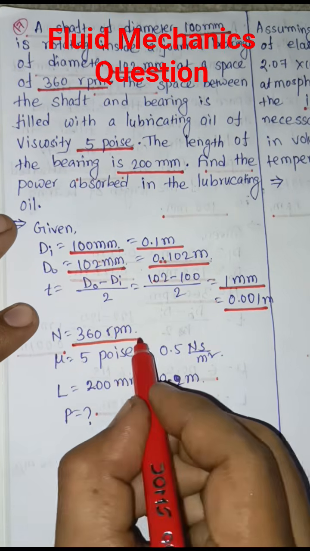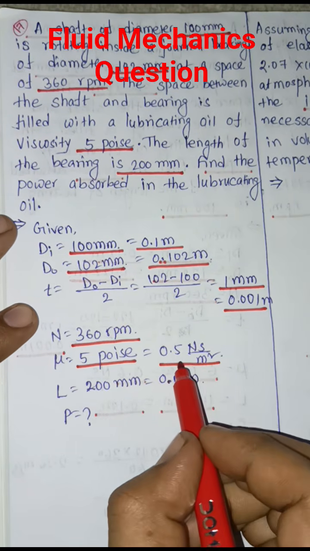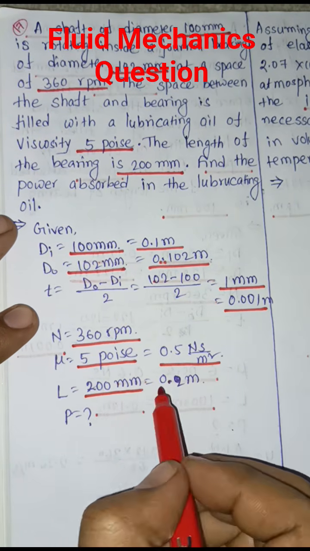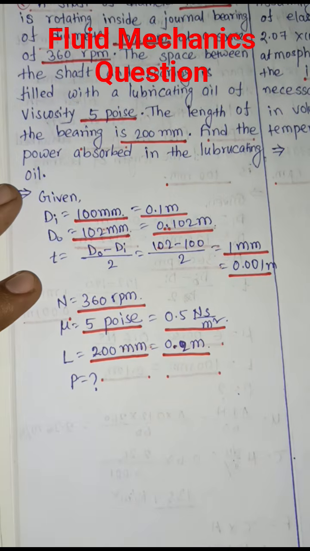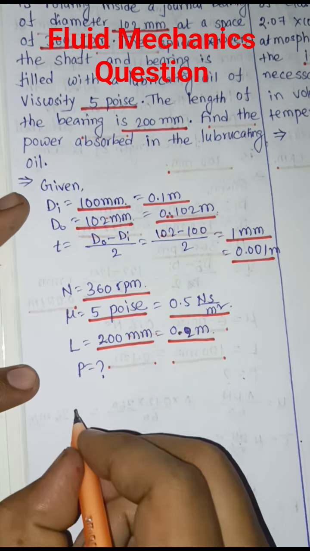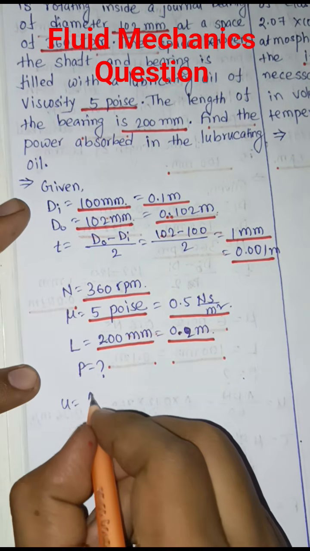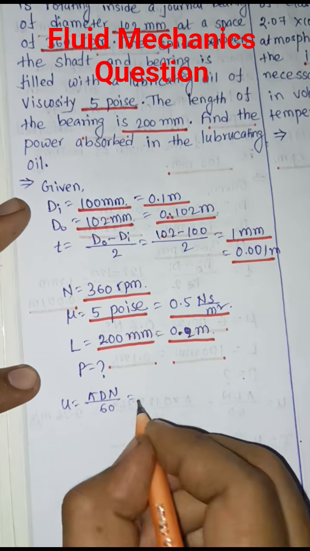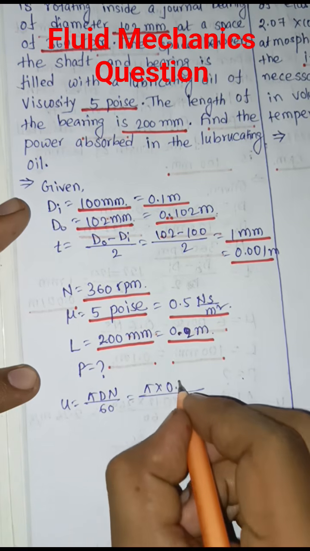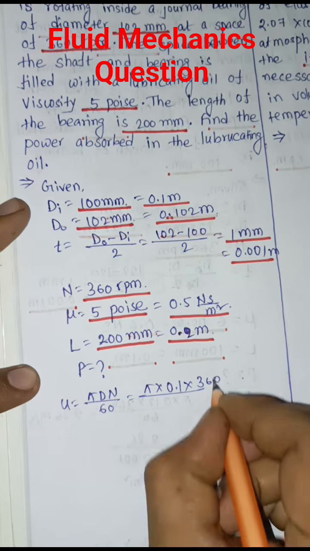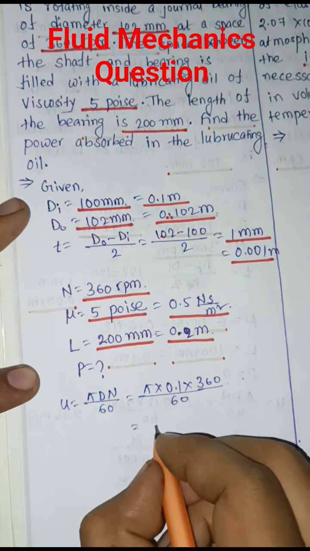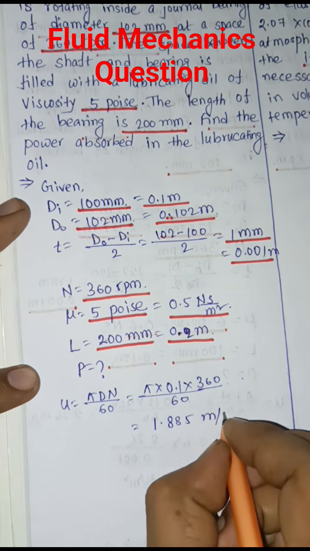Now, the speed is given as 360 rpm, and viscosity 5 poise, that will be equal to 0.5 Newton second per meter square. The length of the cylinder is 200 mm, that is 0.2 meter. So you have to calculate the value of power. First you have to find out the value of U, that is equal to pi D N divided by 60. So pi into D, that is 0.1, into N, that is 360, divided by 60. From here you get U, that is 1.885 meter per second.